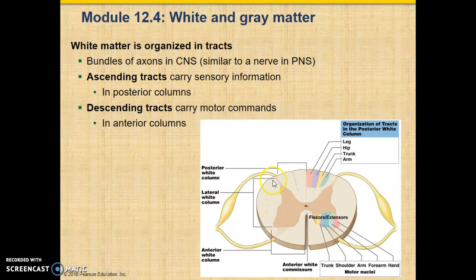White matter is organized in tracts, or possibly roadways. A tract is a bundle of axons in the central nervous system, and this is quite similar to a nerve in the peripheral nervous system. So incoming or ascending information carries sensory information in the posterior columns, and descending tracts or outgoing information carry motor commands in the anterior columns.